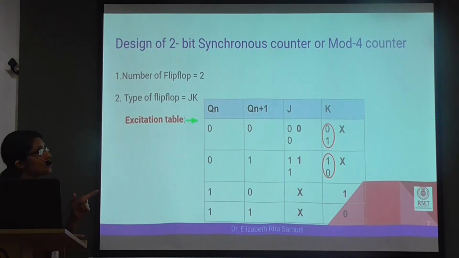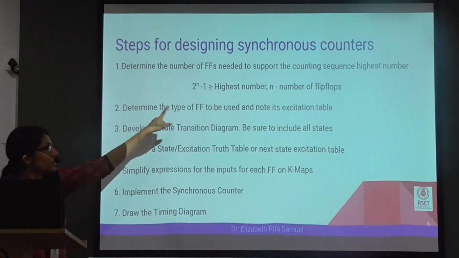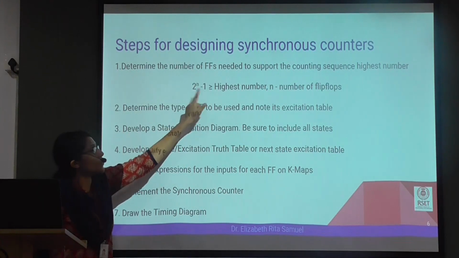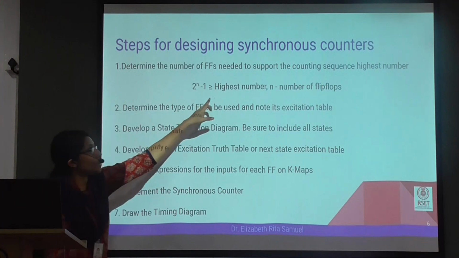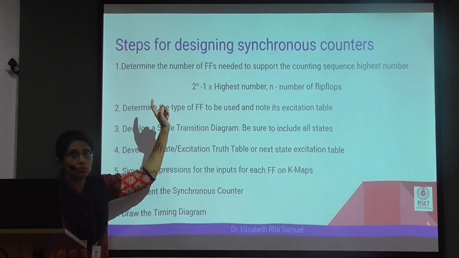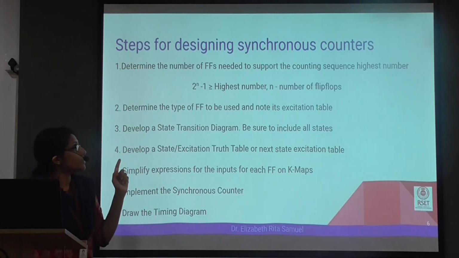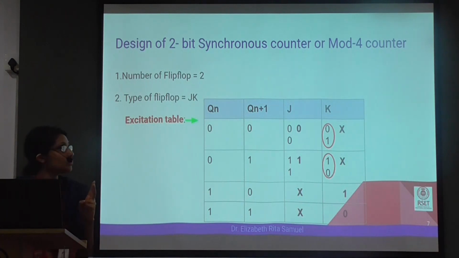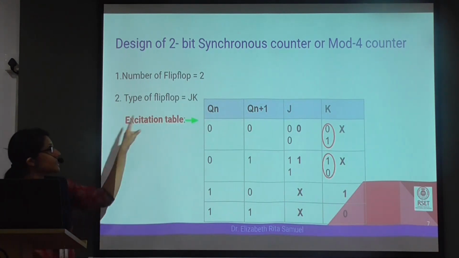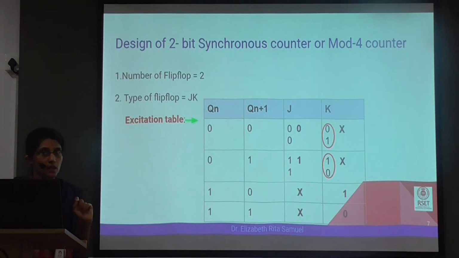So since we have to count 4 different modes and the highest number we are going to count is 3, the number of flip-flops we can obtain is 2. Because if we go back, we can see that the number of required flip-flops is 2 raised to n minus 1, and the highest number we are going to count is 3. So in order to get 3, n should be 2, that is 2 raised to 2 minus 1, which is 3. So the number of flip-flops we are going to use is 2, and for this example, the type of flip-flop we are going to take is JK.